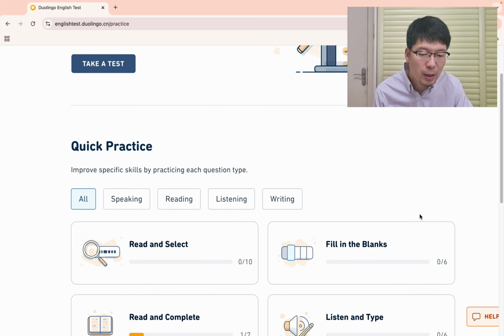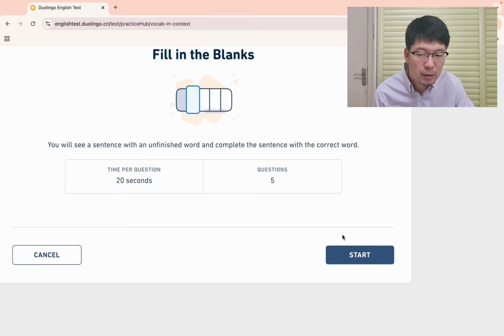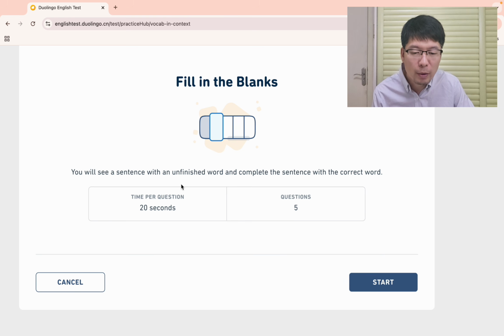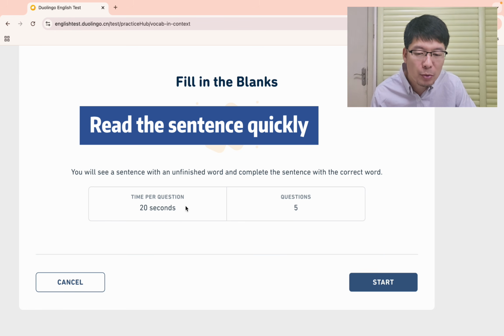The second question type is fill in the blanks. In this section, you will see a sentence with an unfinished word and complete the sentence with the correct word. Okay, so my tip for this section is that you need to read the sentence very quickly because we only have 20 seconds to read the sentence and fill in the blanks. And actually, it mainly tests your vocabulary.